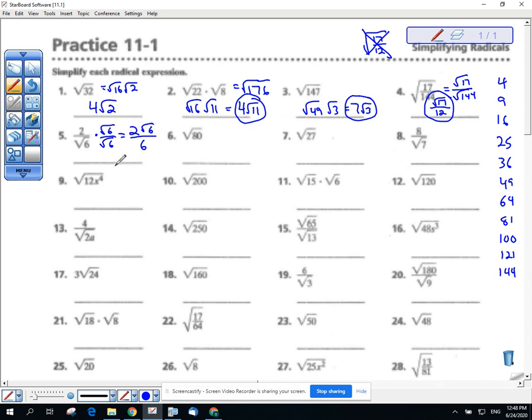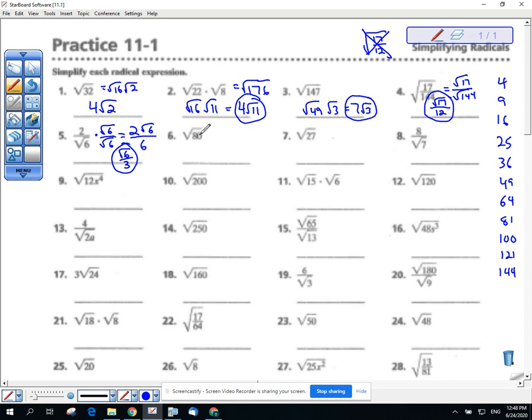One thing you can do, though, and I'm trying to make this so you can see where my answer is. I'm trying to put them on the answer blank. One thing you can do is reduce the fraction to 6. That would be 1/3. So your best answer here is root 6 over 3. Okay?